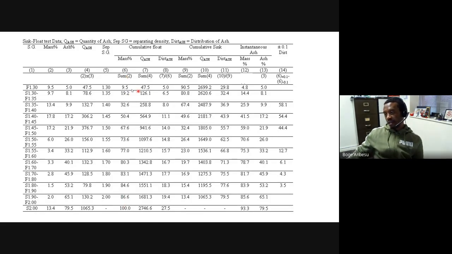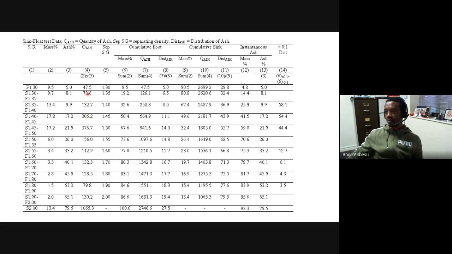Okay, so again, if that's okay for the floats, I will just do the same for the ash, in this case, quantity of ash. Okay, so this column here is obtained by summing column 4. First one, 47.8, 126 is obtained by adding 47 and 78. Okay, and 258 is again cumulative of 1, 2, and 3. 564 is obtained by adding all these numbers, 1, 2, 3, 4.